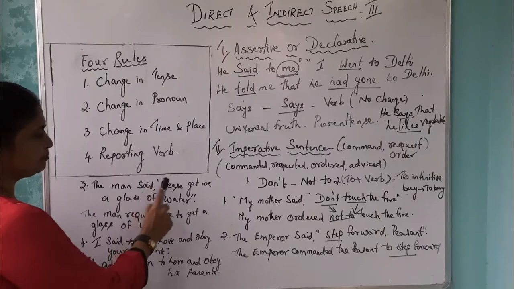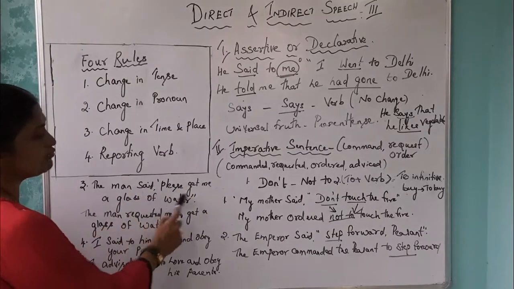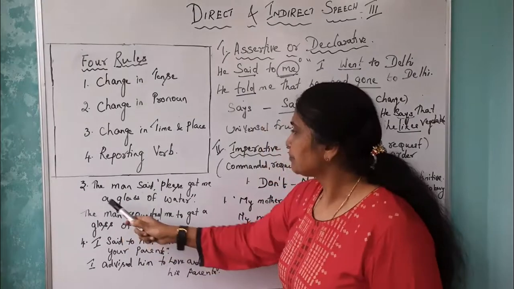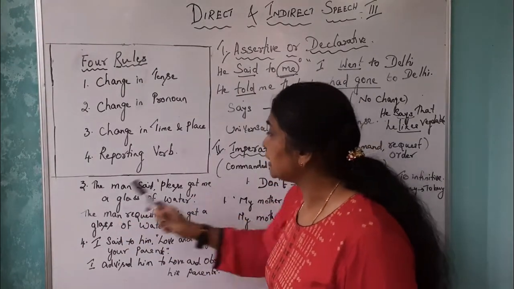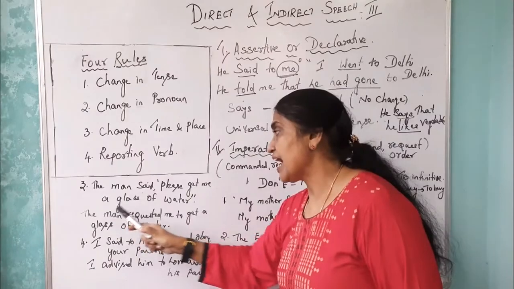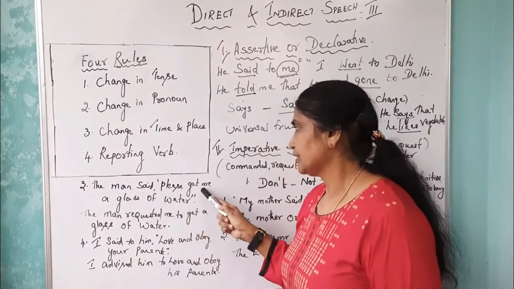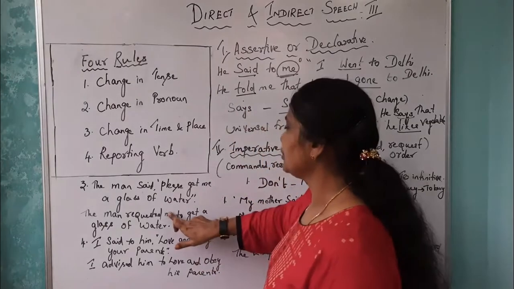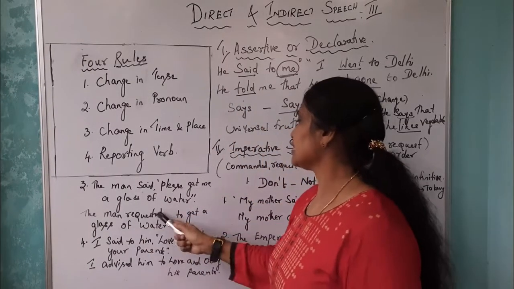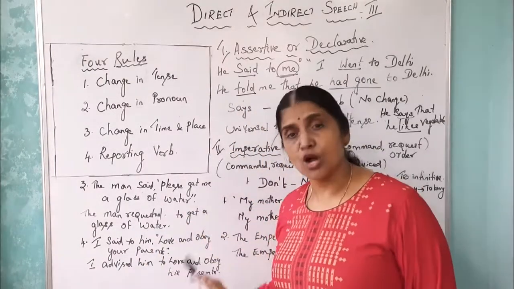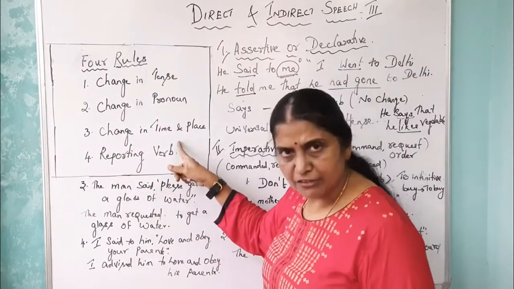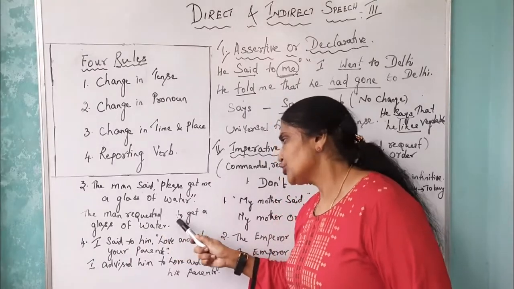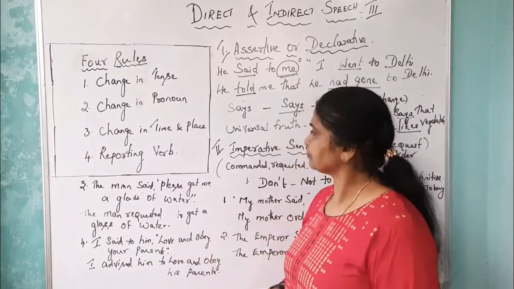The man said, "Please get me a glass of water." Please get me. That means a request. So the man said, "Please get me a glass of water." The man requested me, because with "get me", he's asking me to do that. Suppose you don't have any object, you need not write this. The man requested to get a glass of water. Suppose the man said to me, if you get it like that, you can put it as it is. The man requested to get a glass of water.